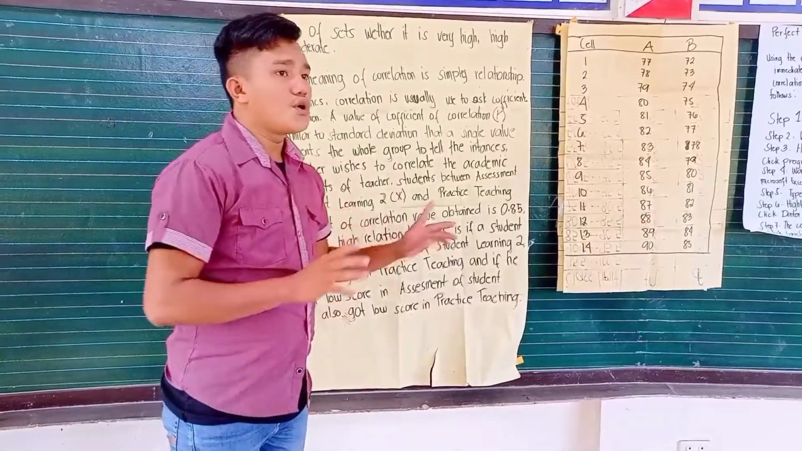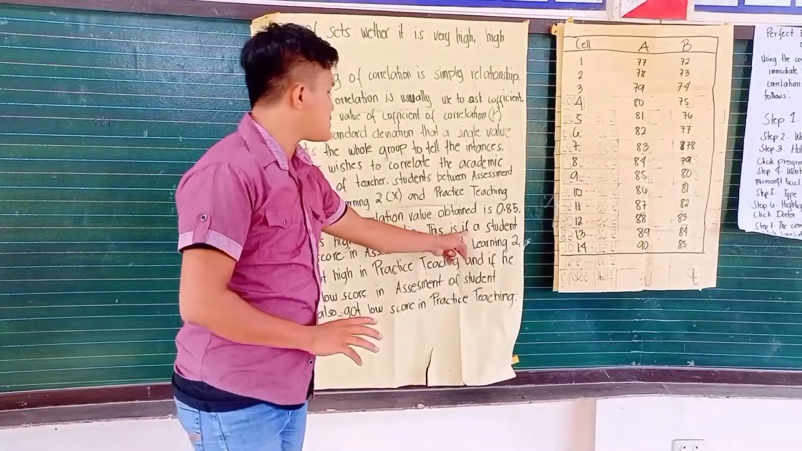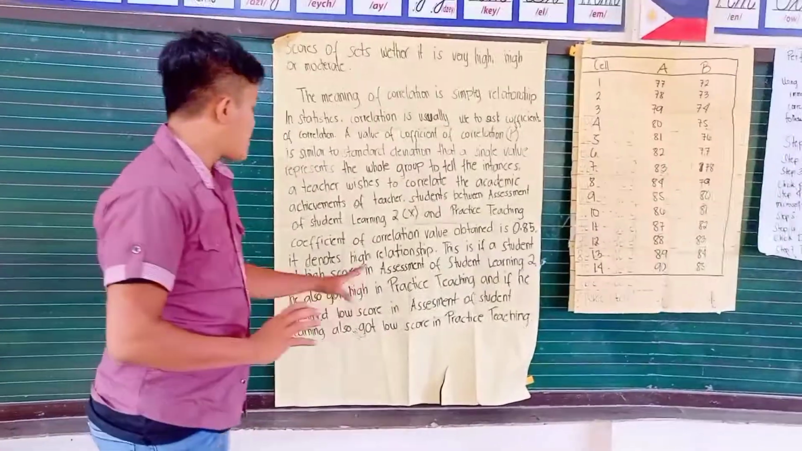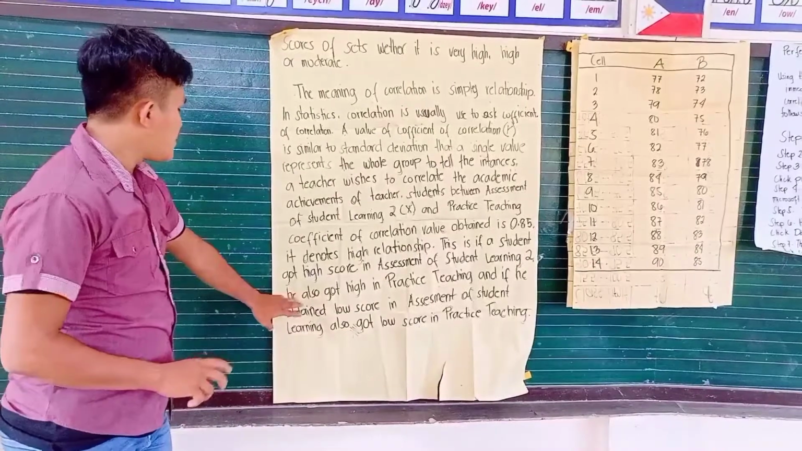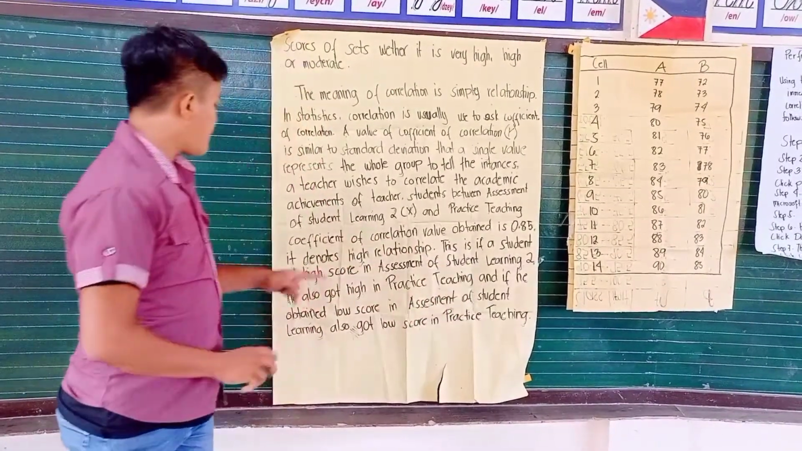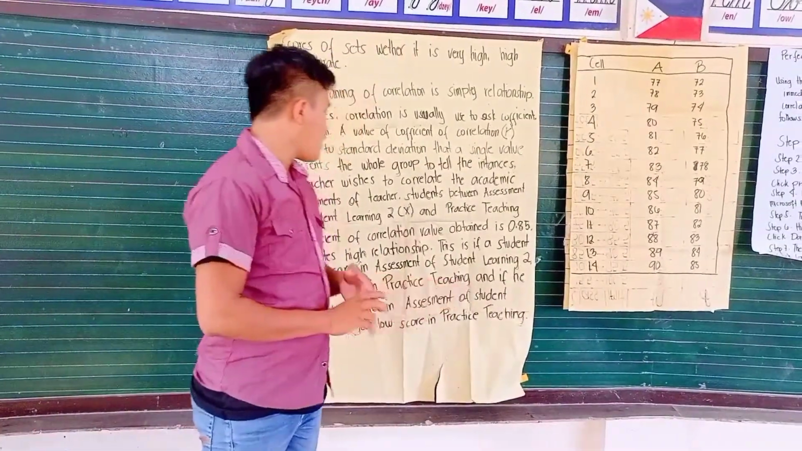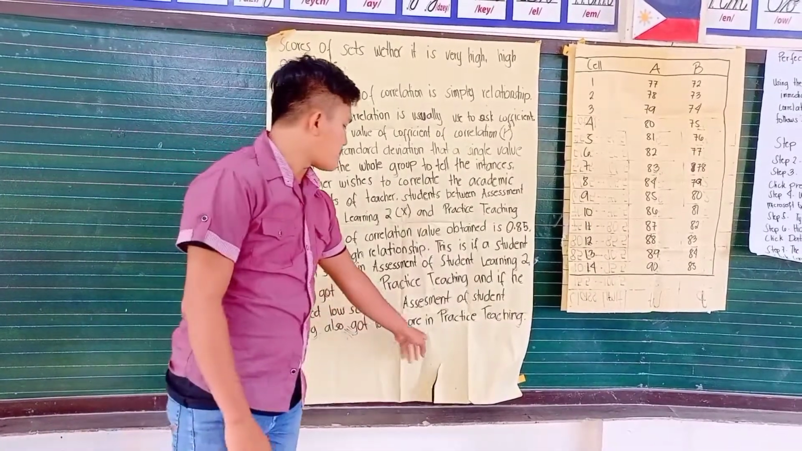So this is if a student got a high score in Assessment of Student Learning 2, he also got high in Practice Teaching, and if he obtained a low score in Assessment of Student Learning, he also got a low score in Practice Teaching.